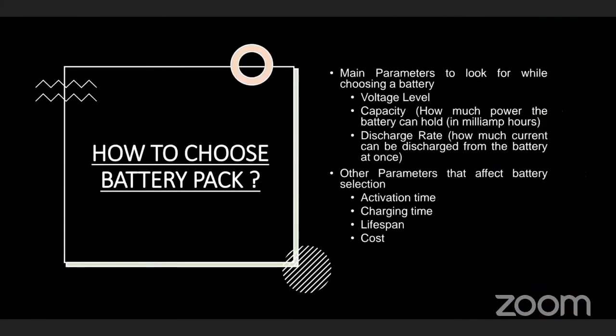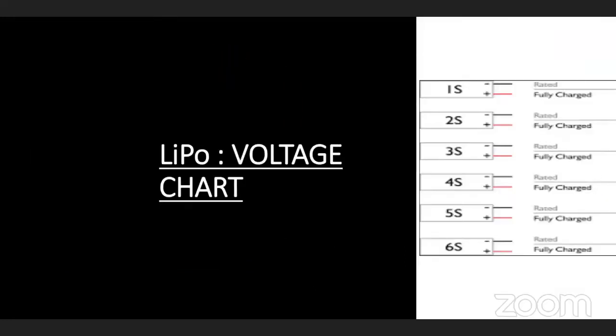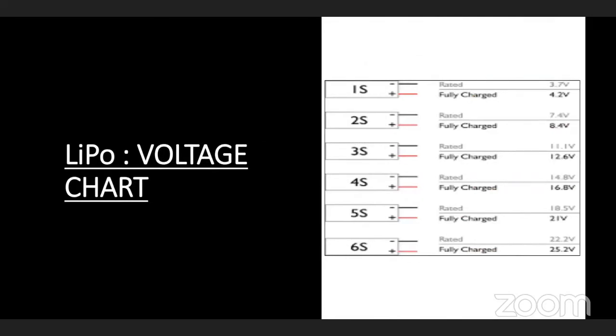Yes, sir. So coming to how to choose a battery pack. As far as the battery packs are concerned, we generally see three parameters. One is the voltage level, the second is the capacity, and the third is the discharge rate. When I say voltage level, most of the time we will find that it is given in the LiPo battery as 1S, 2S, 3S, 4S, 5S, and 6S. Here, S means all the cells are in series.